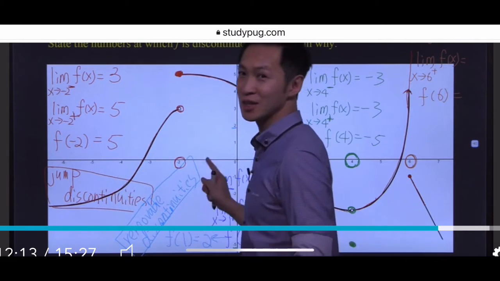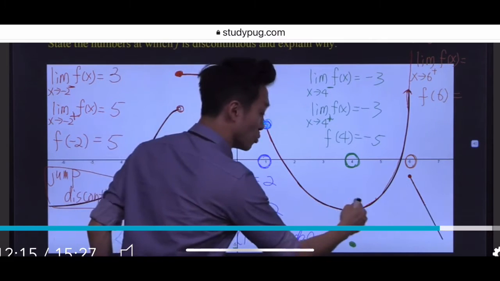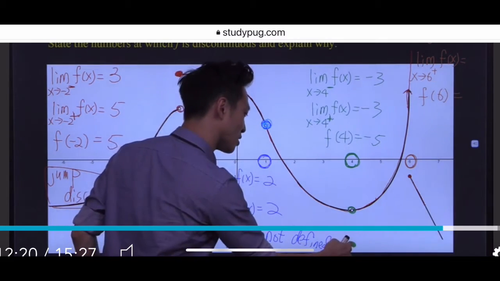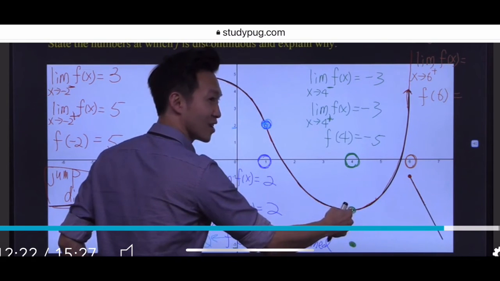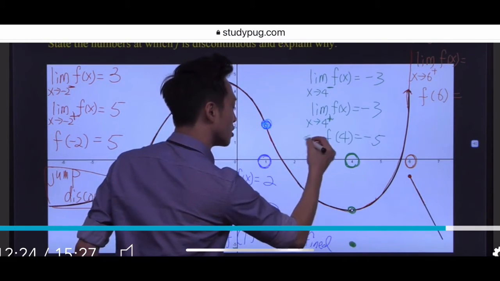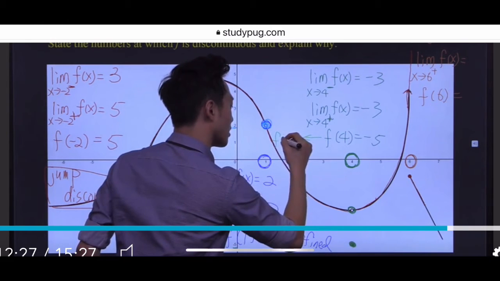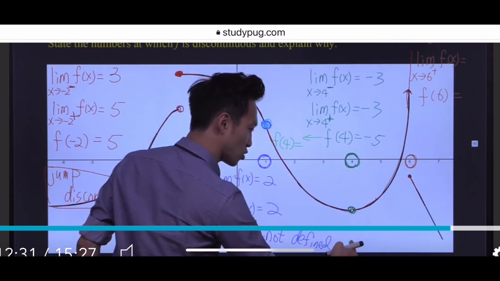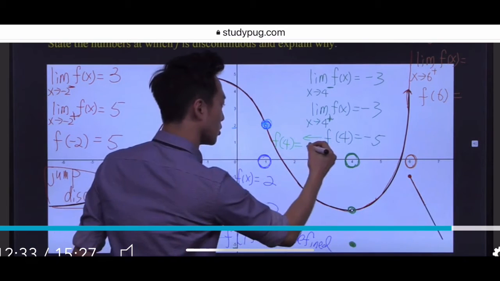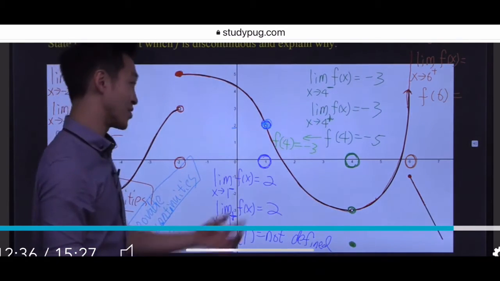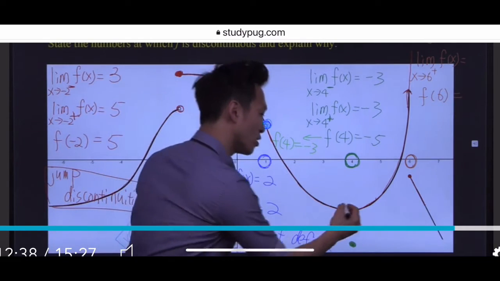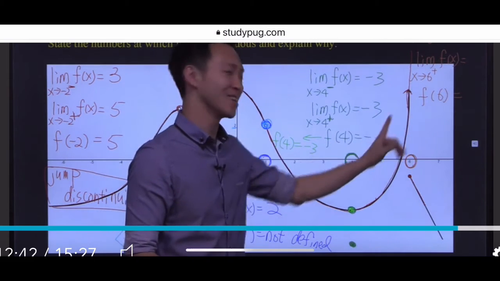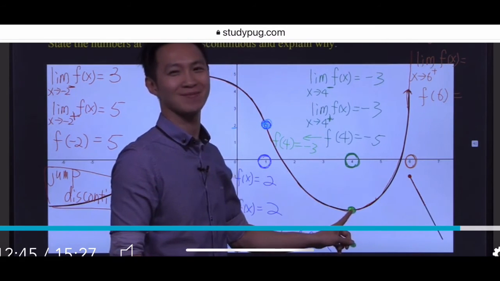removable discontinuity, because we could remove the discontinuity here by simply redefining the function at 4 to be equal to -3. And that way, we could fill the hole and the function becomes continuous at x equals 4.